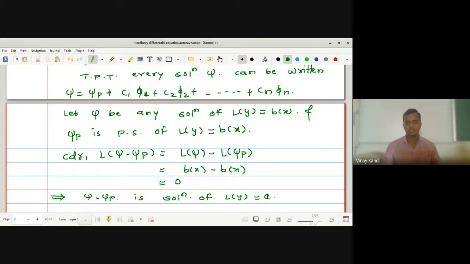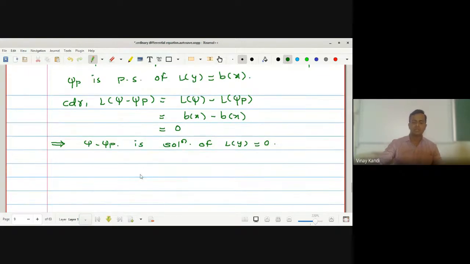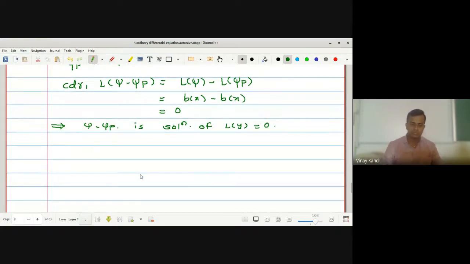Okay, any doubt? No, sir. Okay, why L of y is equal to 0? Because L of psi minus psi p is equal to 0. It means psi minus psi p is the solution of L of y is equal to 0. Because psi minus psi p satisfies the equation L of y is equal to 0. Hence, psi minus psi p is the solution of L of y is equal to 0.